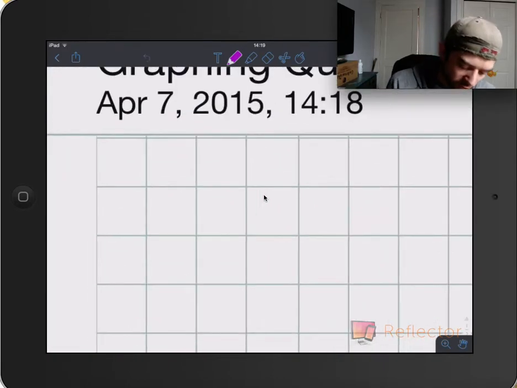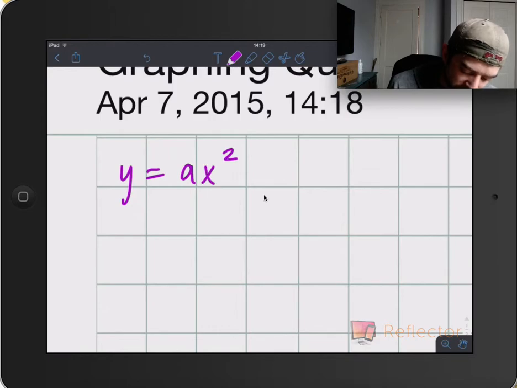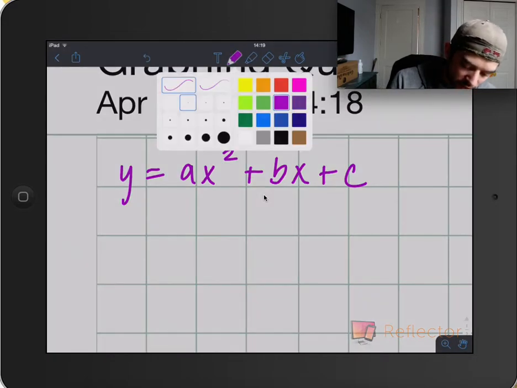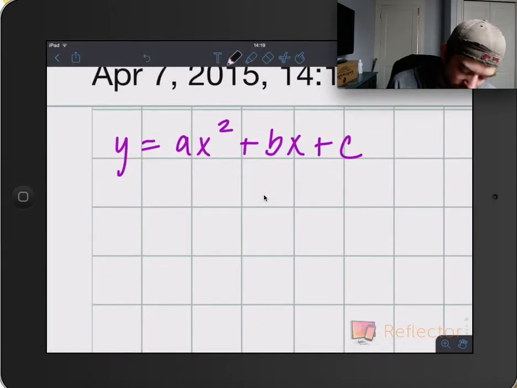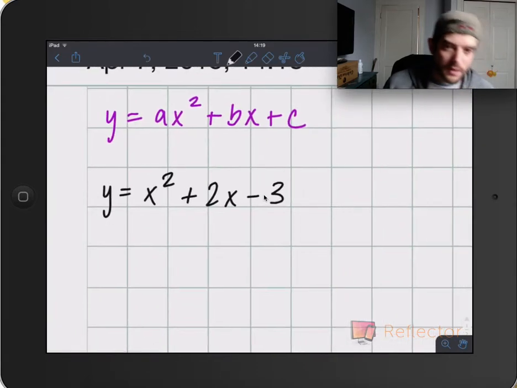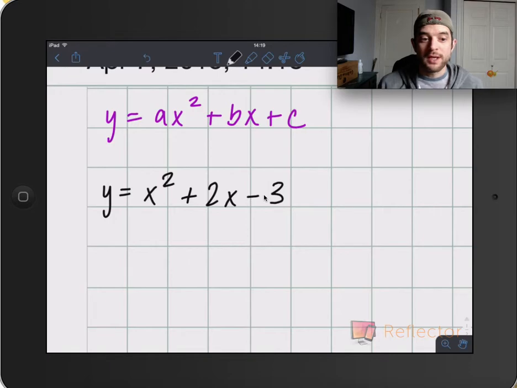So a standard form quadratic equation is of the form y equals ax squared plus bx plus c, where a, b, and c are integers and a cannot be 0. Specifically, we're going to look at the equation y equals x squared plus 2x minus 3, where a equals 1, b equals 2, and c equals negative 3.